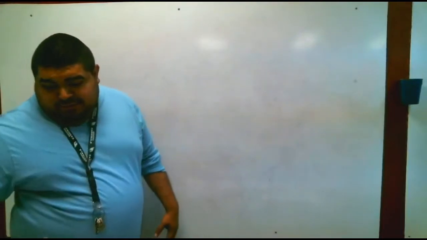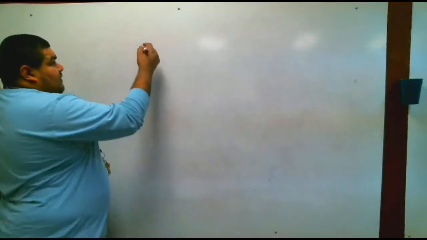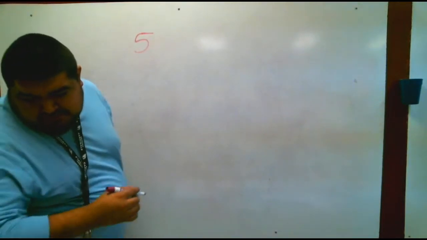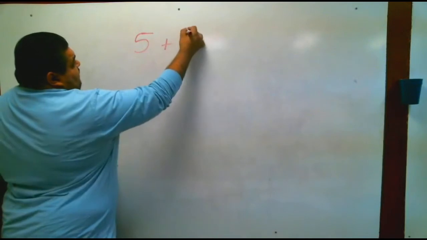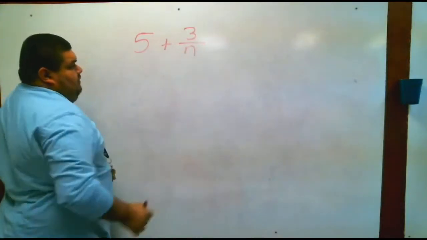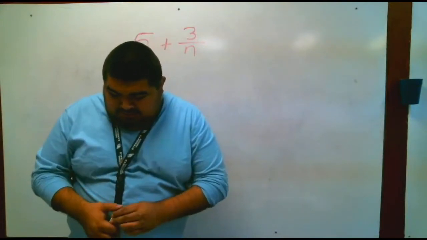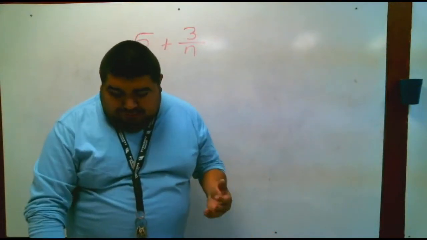We're dealing with simplify 5 plus 3n. Okay? That's what we're going to simplify. It looks complicated. It's really not.